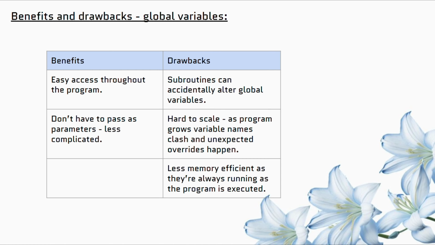So, what are the benefits and drawbacks of global variables? They're easy to access throughout the whole program, right? You're able to access them and edit them throughout any subroutine without being passed as a parameter, within just sequences of code outside any subroutine, which is your main sequence of code.